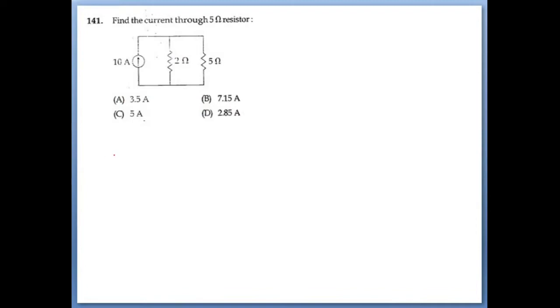Next question, find the current through 5 ohm resistor. Here we can see 2 ohm and 5 ohm are connected in parallel. In parallel combination, suppose this is your R1, this is your R2, here it is I1, here it is I2, total current is I.